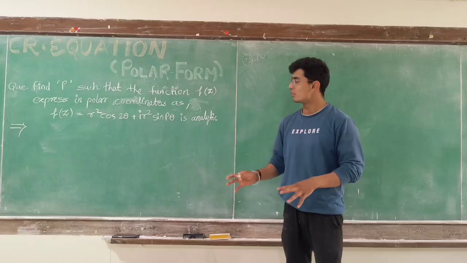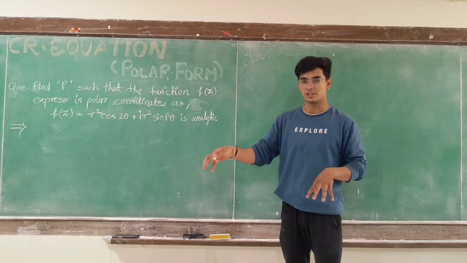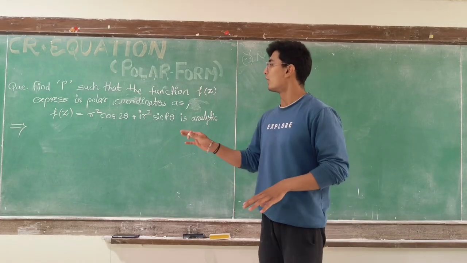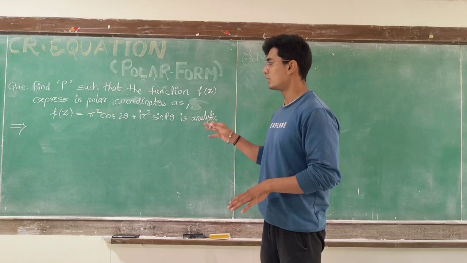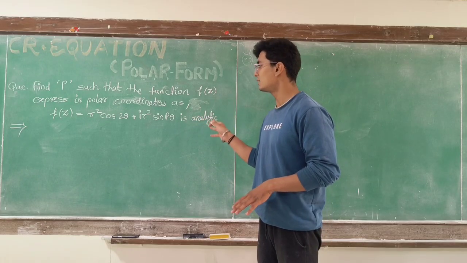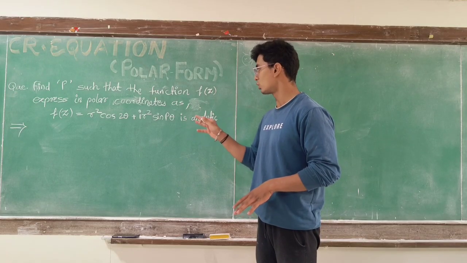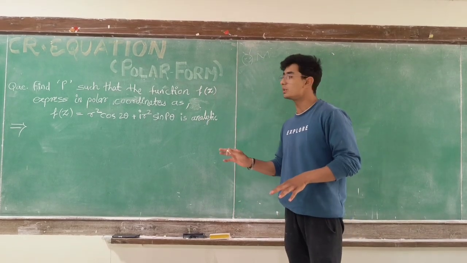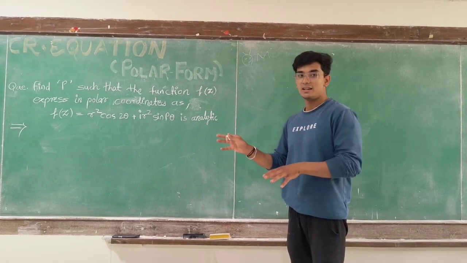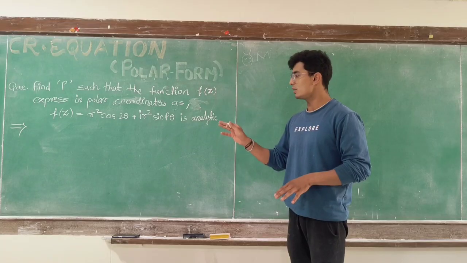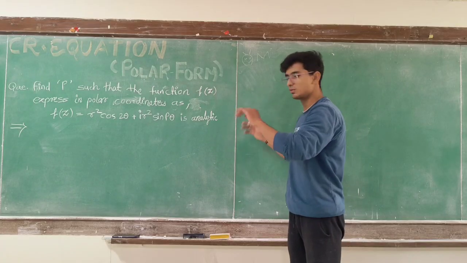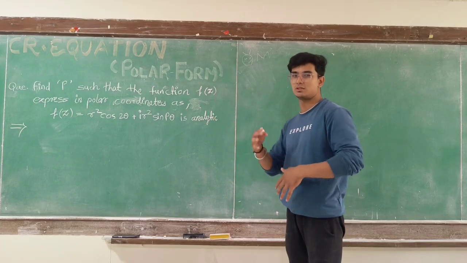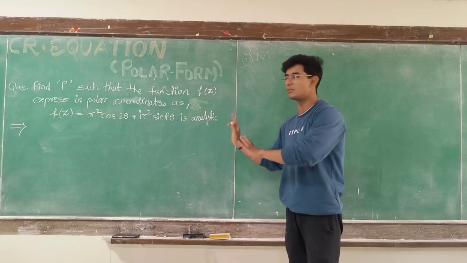Okay, so now we are going to solve an example related to the theorem we have studied earlier. The question is: find p such that the function f of z expressed in polar coordinates as f of z equals r square cos 2 theta plus i r square sin p theta is analytic. So here we have to find p. This type of question is asked frequently in the GATE exam, so listen carefully.